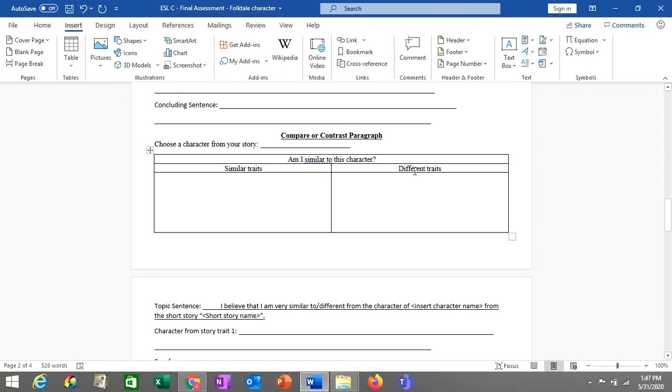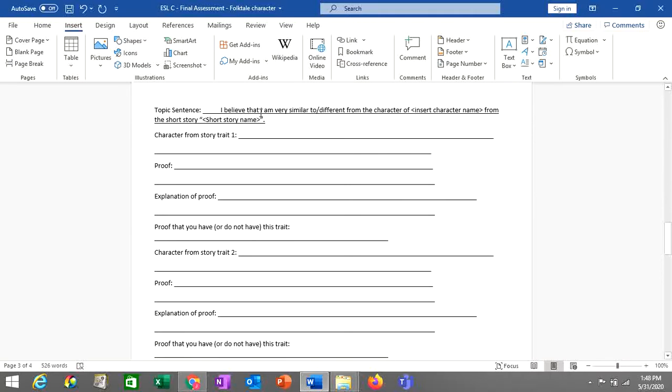So just like before, you choose. Do you want to go with, yes, I am very similar to this person, or do you want to go with, no, I'm very different from this person? So again, I've helped you out with a topic sentence. I believe that I'm very similar to, or you can say, I believe that I am very different from. Okay, so just take the part here that you need.